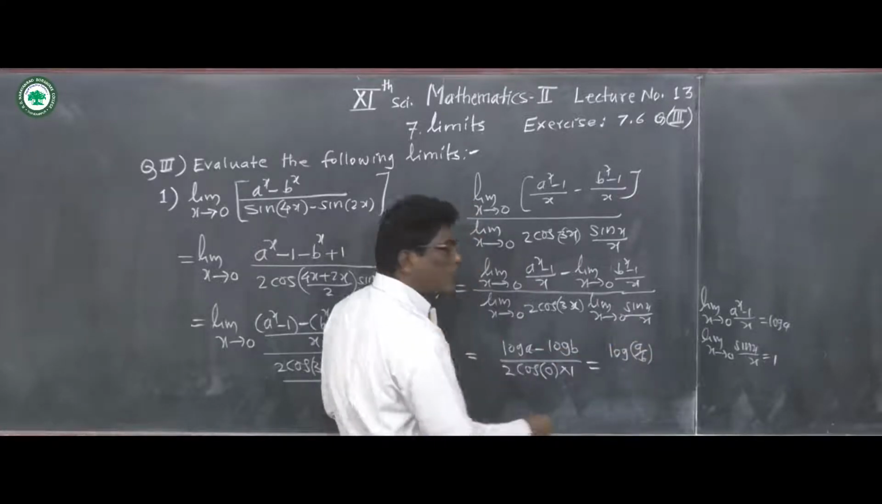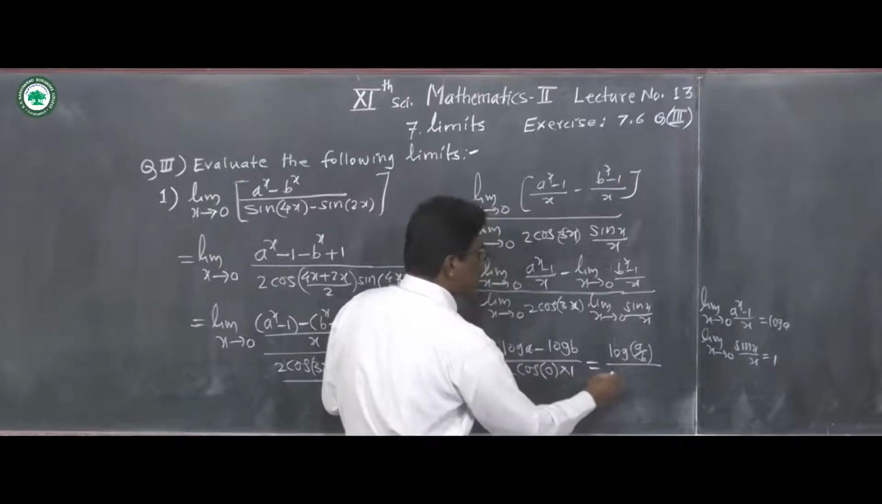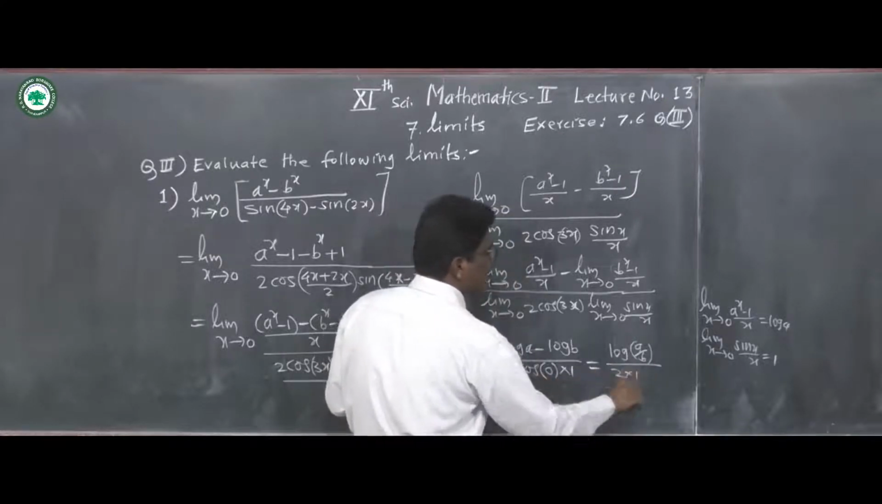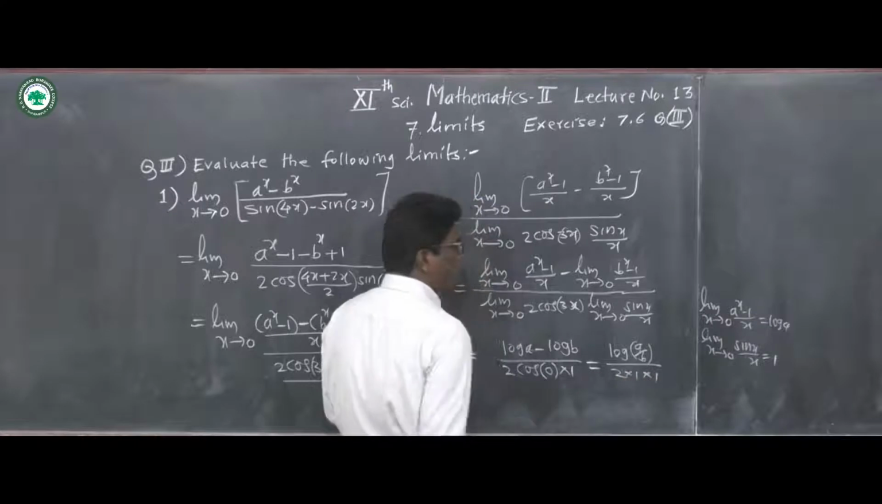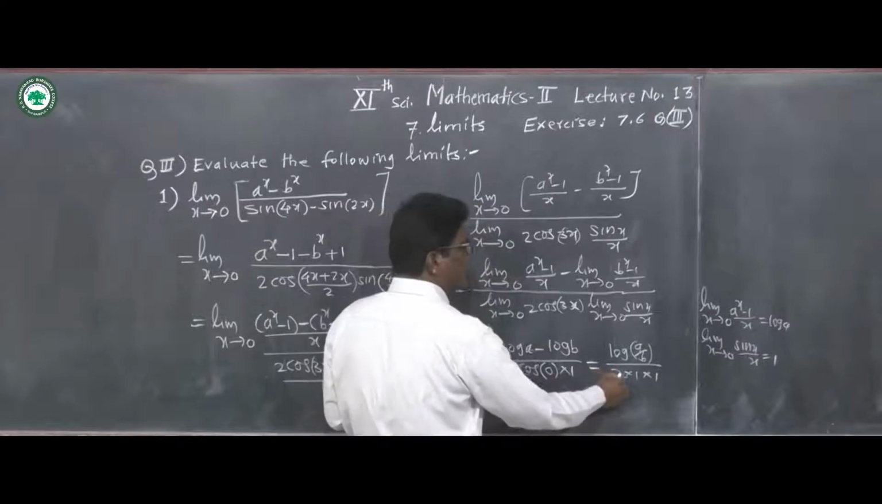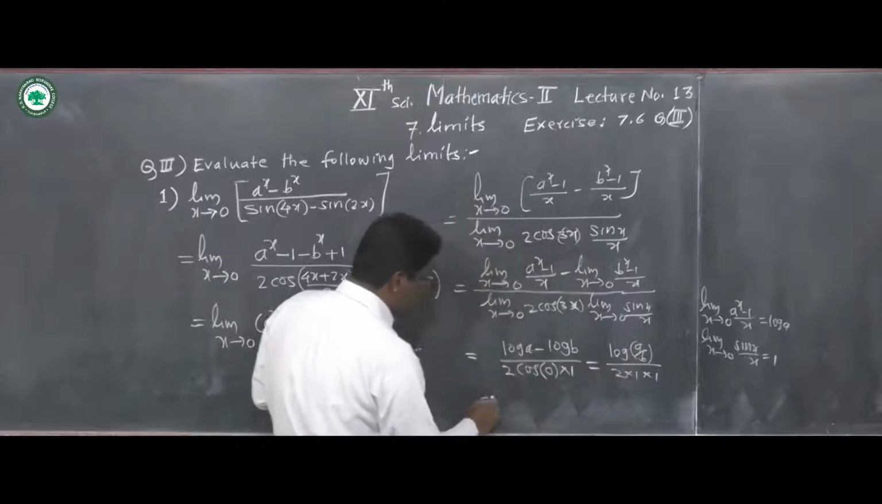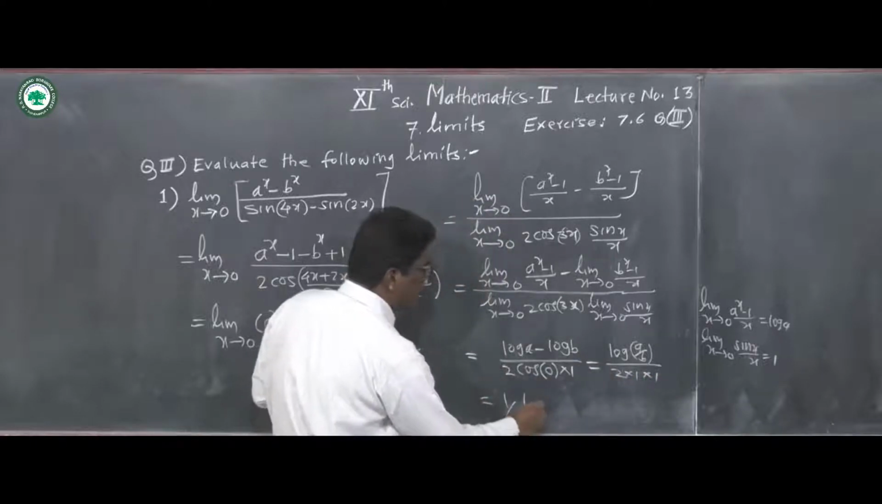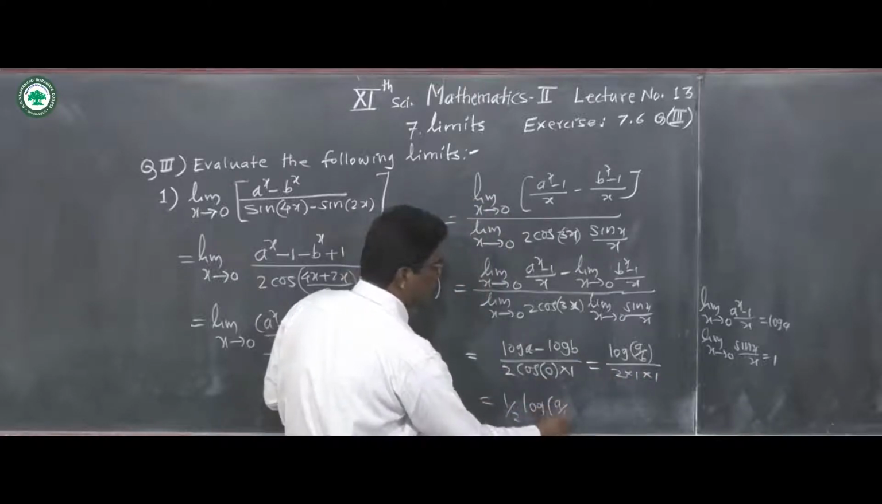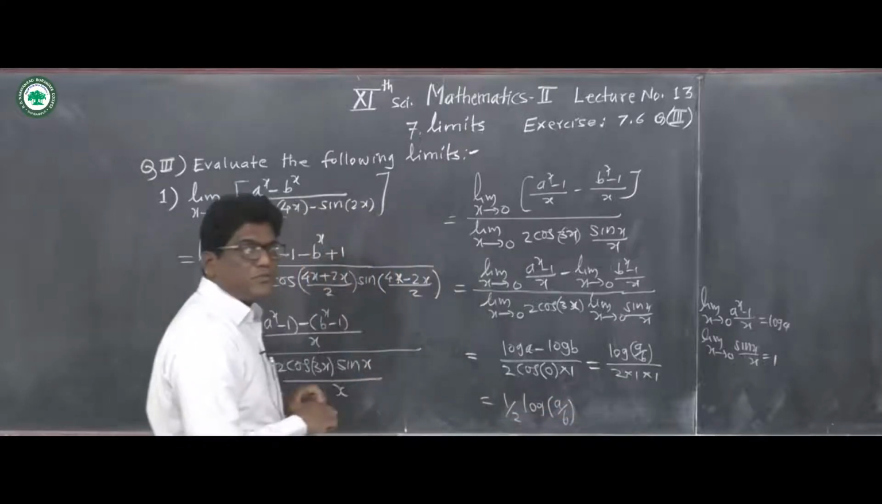So log of a upon b divided by this 2. Cos of 0 is 1 and this is 1. So we write this denominator 2 into 1 into 1, that is 1/2. So it is equal to 1/2 into log of a upon b. This is the final solution.